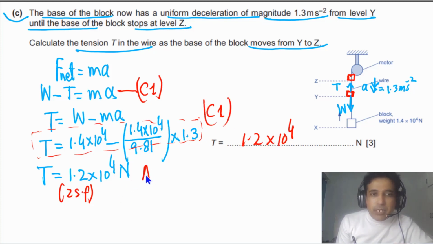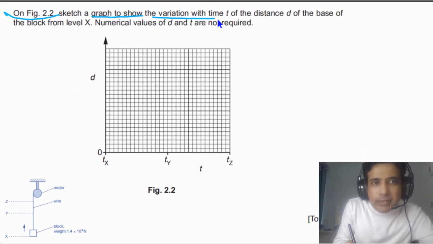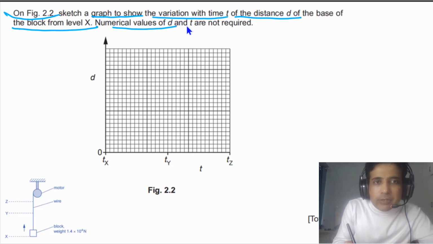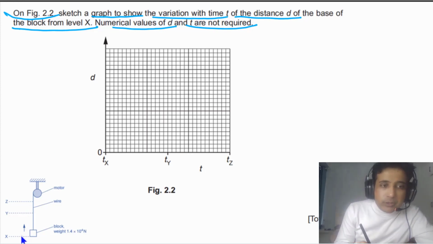If you have got the right answer, you will get 3 marks. For the last part on figure 2.2, we need to sketch a graph to show the variation with time t of the distance d of the base of the block from level x. Numerical values of d and t are not required. So in order to answer this question, we need to understand the motion of the block between x to y and y to z.